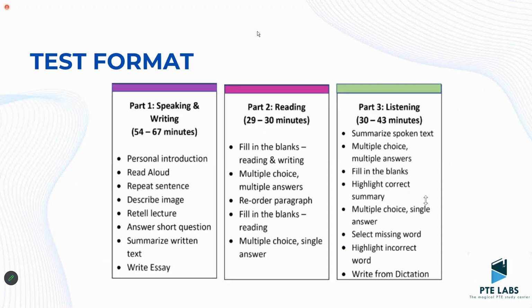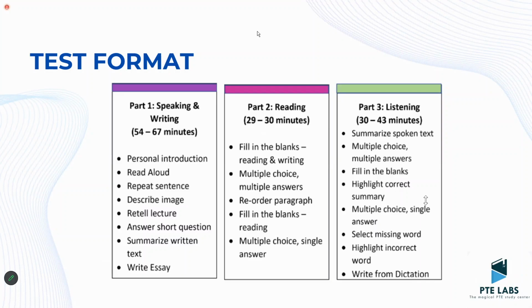Looking at the test format of the whole PT test, we have to do the test in three parts. Part one will have speaking and writing components, part two will be about reading, and part three will be about listening. We're not looking at part one or three today as the session is about reading. So we'll look at part two. Within these 2 hours, you'll be completing all three parts. And in part two, the time you'll be spending is maximum 30 minutes, that is half an hour. Within that 30 minutes, you're going to complete all the components listed here.